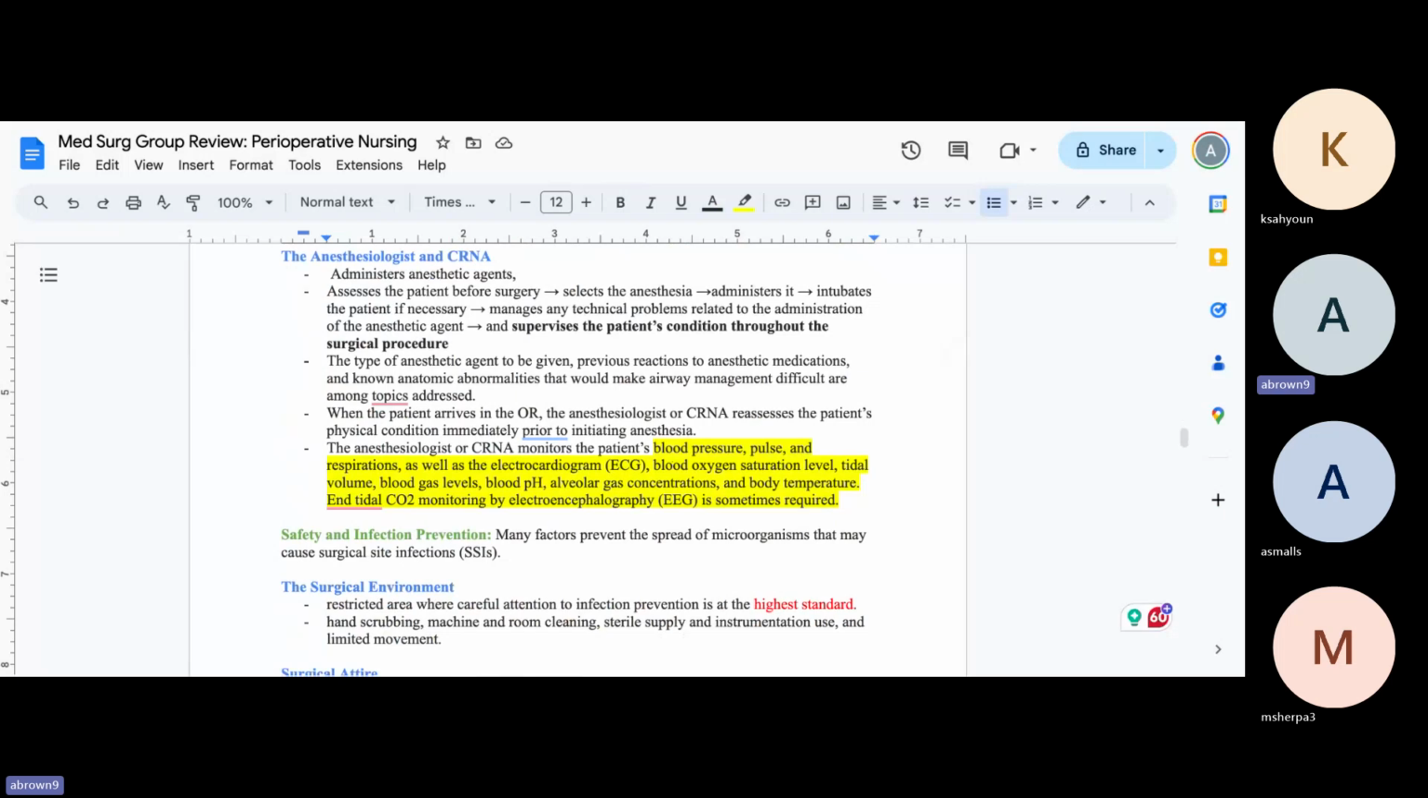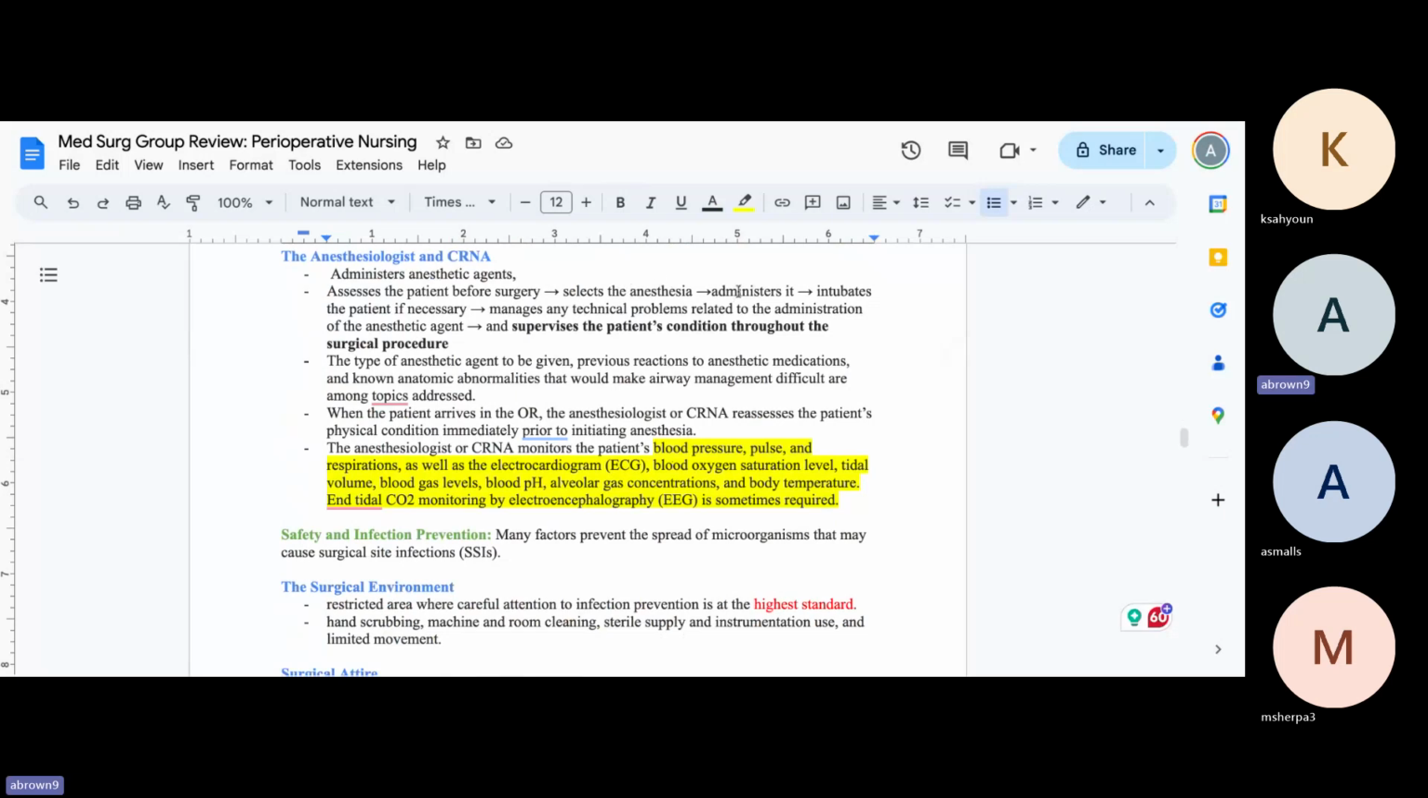And then you have the anesthesiologist and CRNA, who administers anesthetic agents and assesses the patient before surgery. And remember, like we said, they're going to talk to the patient before to make sure that they know what's going to happen in regards to the surgery and anesthesia. So they're going to select the anesthesia after talking to the patient.